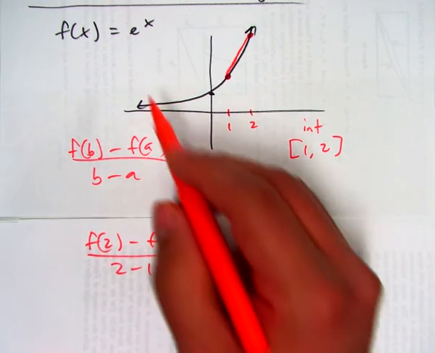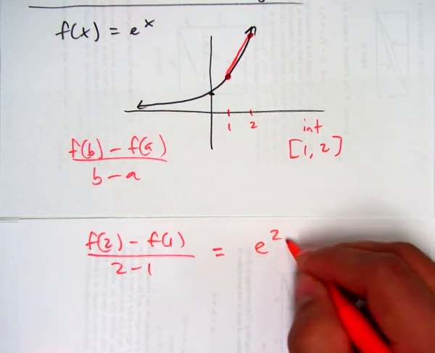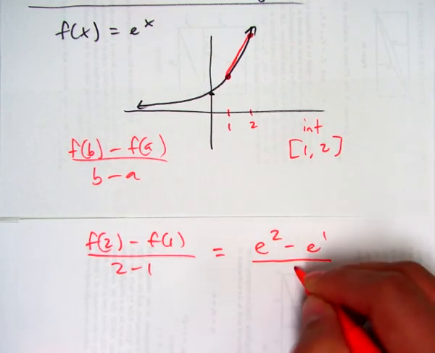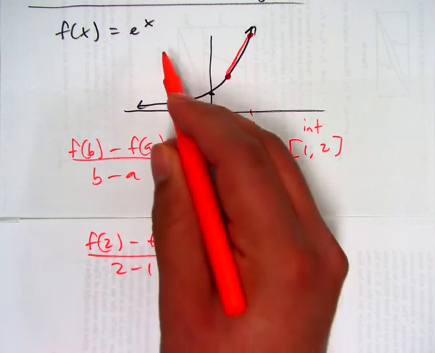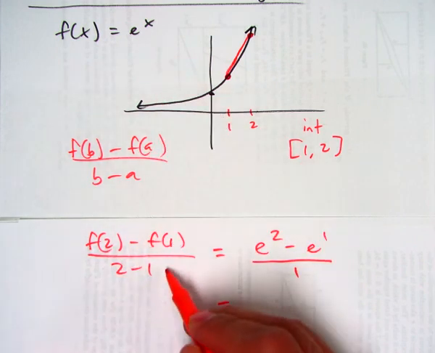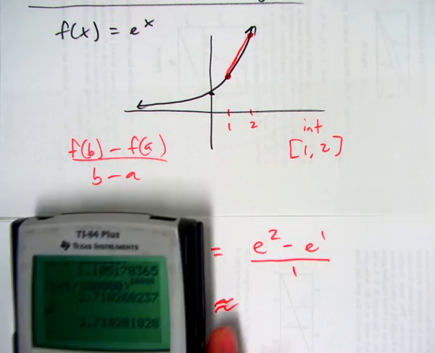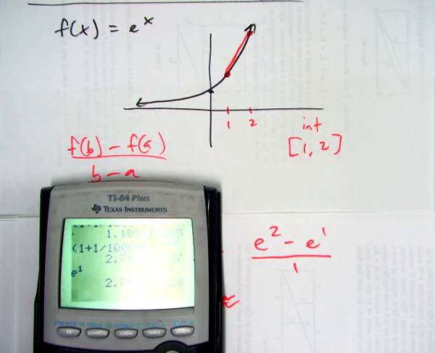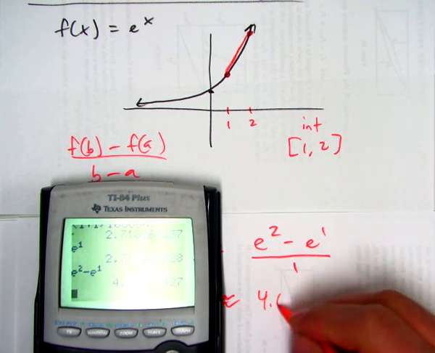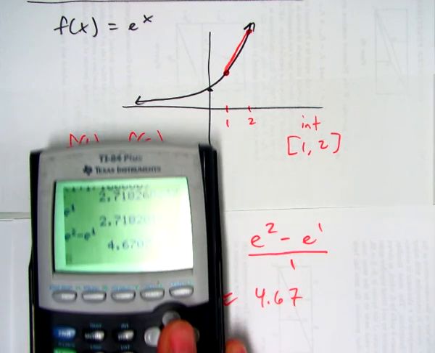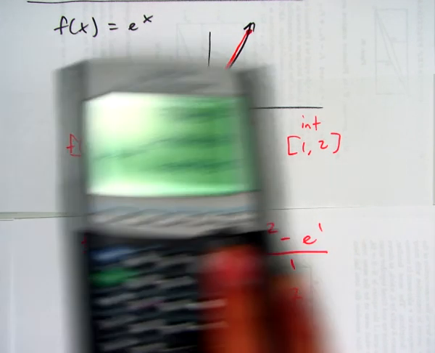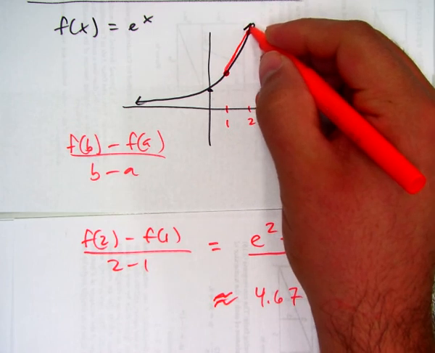Now if we're using the function e to the x, that just means e squared minus e to the 1 over 1. This means you plug in 2 for the exponent, you plug in 1 for the exponent, and then 2 minus 1 is just 1. So this is our exact rate of change, e to the second minus e to the 1. If we type that in the calculator, we see that the average rate of change is about 4.67. So that means that from here to here, the slope is about 4.67.